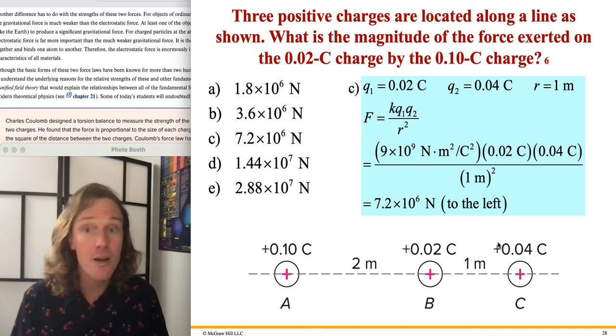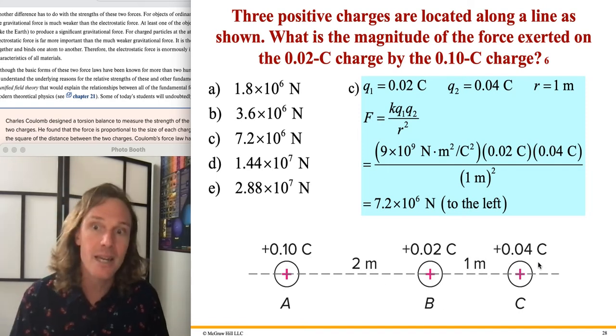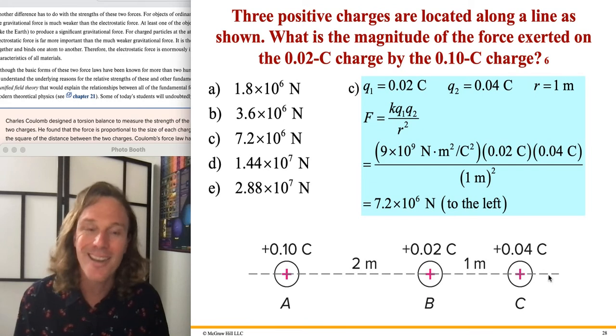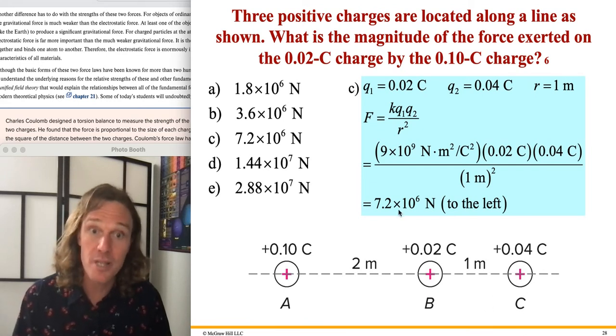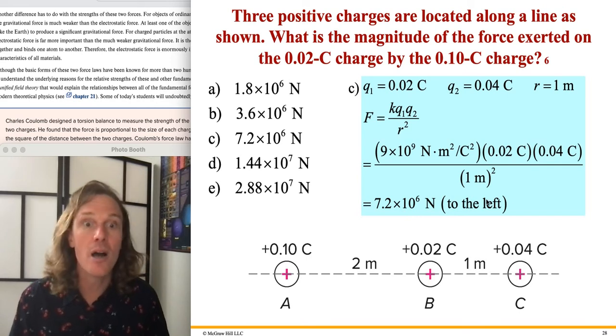Likewise, by Newton's third law, or you could just calculate it all over again with the direction, we know that the force on C is going to be this precise value, but to the right, okay? And by the way, if you think, oh, shouldn't it be negative?